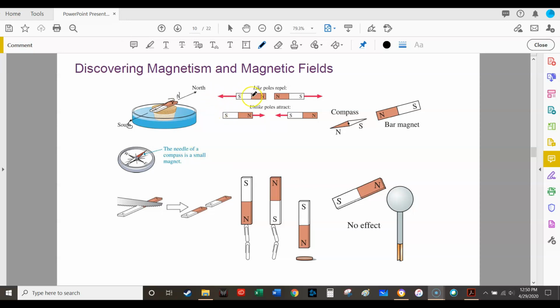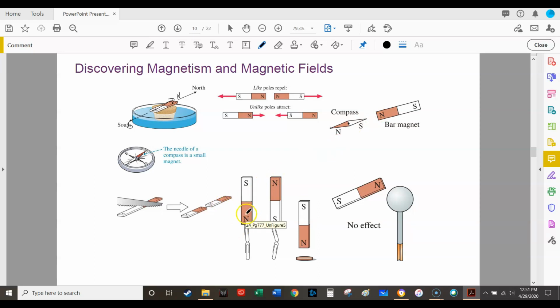So you know that when you bring two norths close to each other, they repel, and when you bring two souths close to each other, they repel. That means like poles repel, unlike poles attract. A north and a south will attract. Well, since a compass is the same thing as a magnet, the north end of the compass is going to be repelled from the north end of this magnet. The south end of the compass is going to be attracted to the north end of the magnet. Okay?